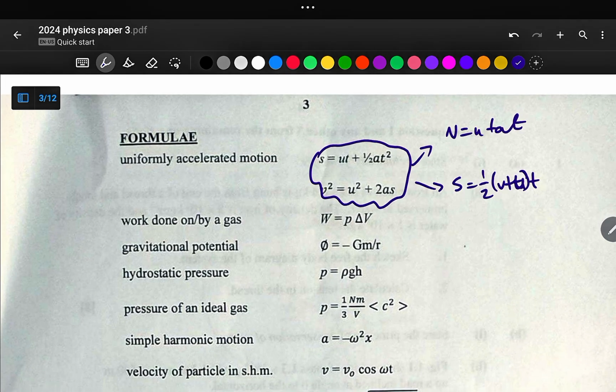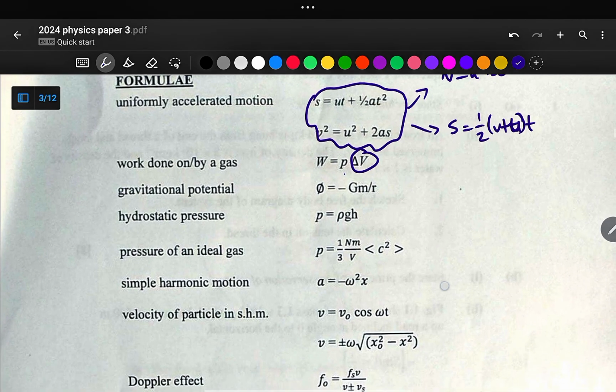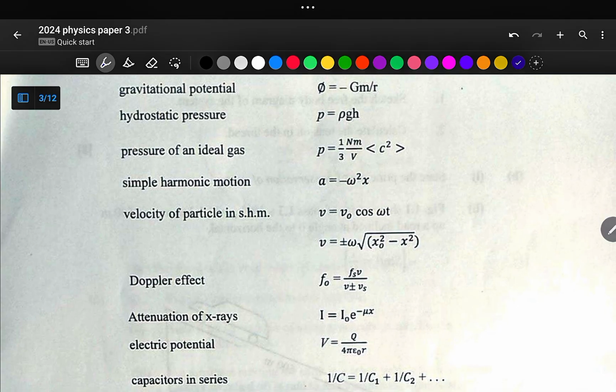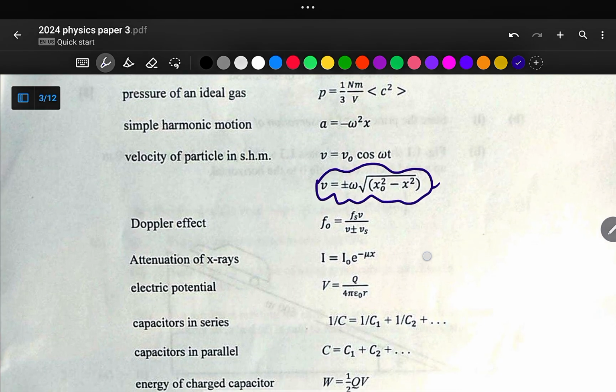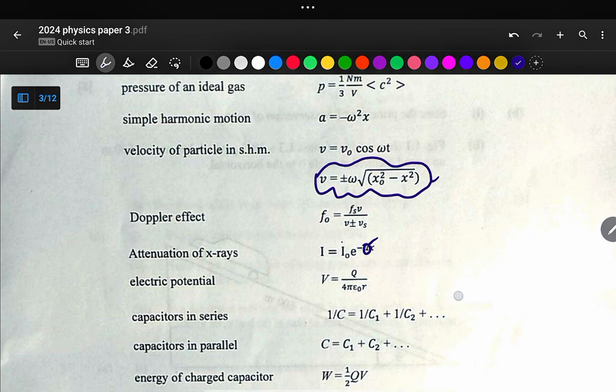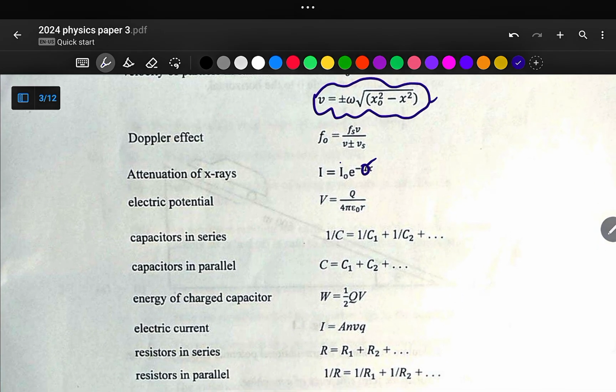There's also the formula for work done by a gas. This is pressure multiplied by the change in volume. There's gravitational potential in gravitation, and there's also the pressure of an ideal gas. There's simple harmonic motion, and velocity in simple harmonic motion: v is equal to v naught cos omega t. You should also know how to derive this equation. There's also attenuation of X-rays: this is the intensity, this is the initial intensity, this is the attenuation coefficient, and this is the thickness. And there's also electric potential and capacitors in series. So all this information is of essential importance whenever you are answering a physics question paper.